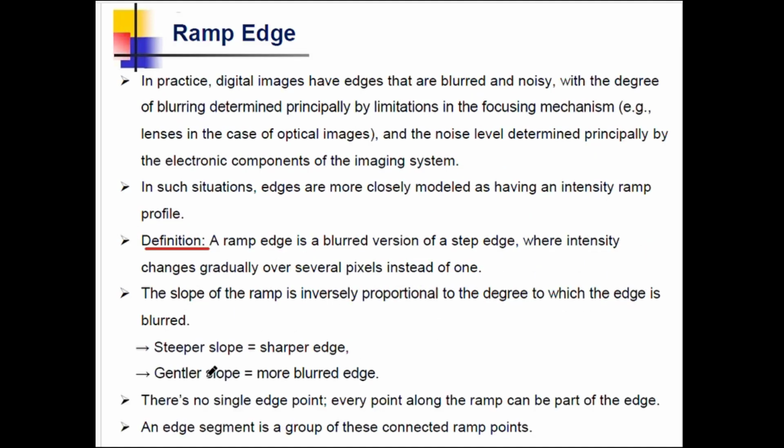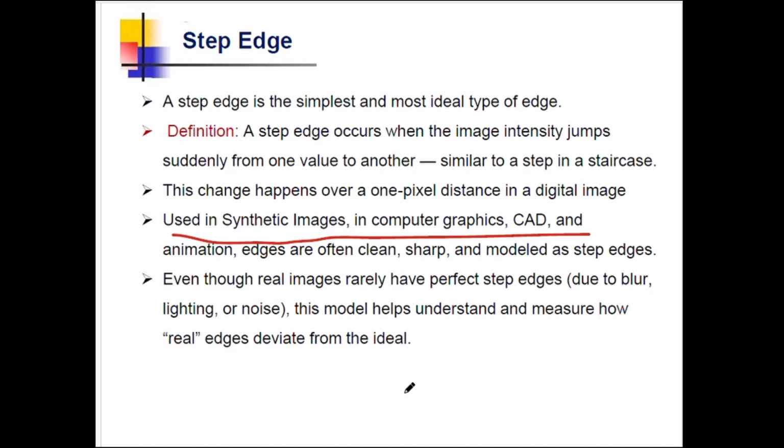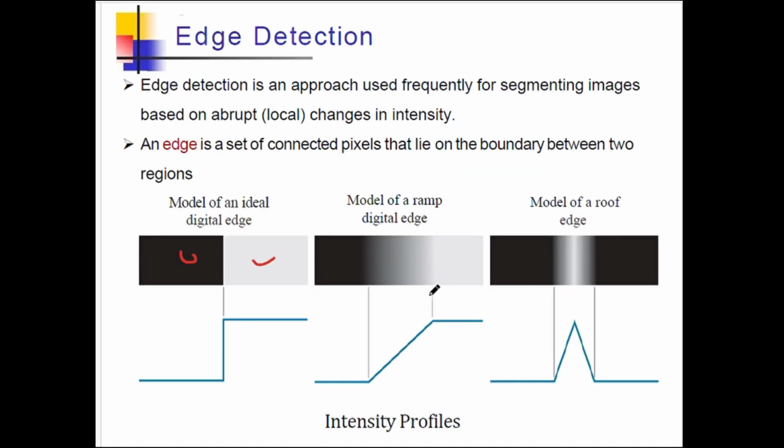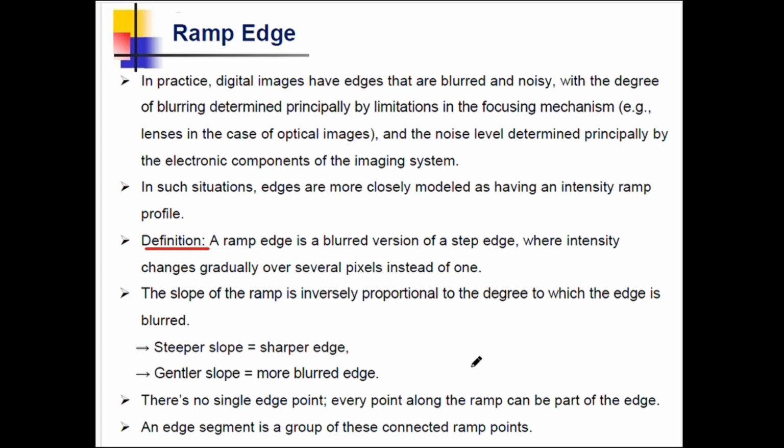Okay. Steeper slope means sharper edge. Gentler slope means more blurred edge. You are observing the blurring here. Less blur means the profile goes like this. This profile becomes like this. With more blur, then yes, this is the slope. There is no single edge point. Every point along the ramp can be part of the edge.